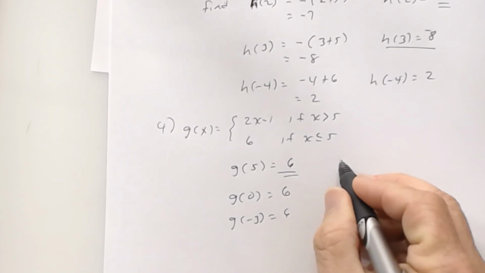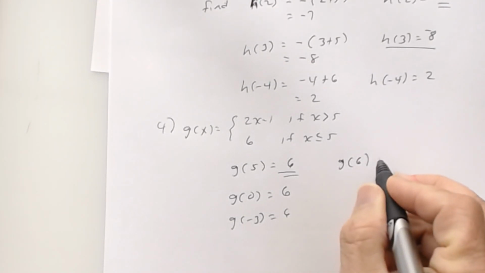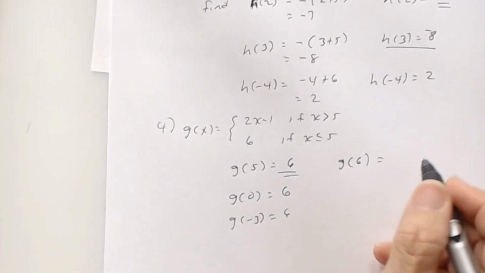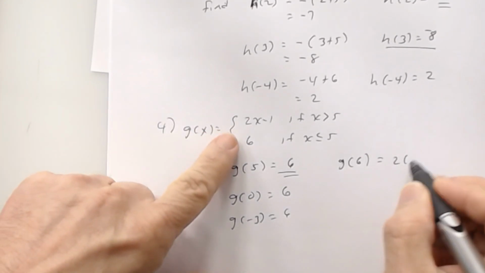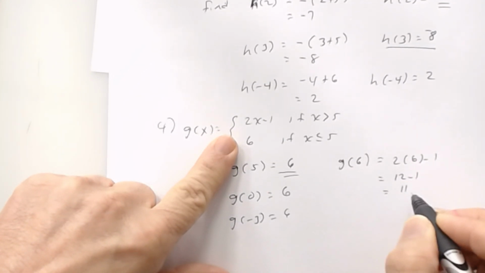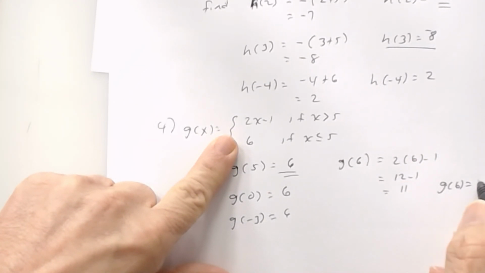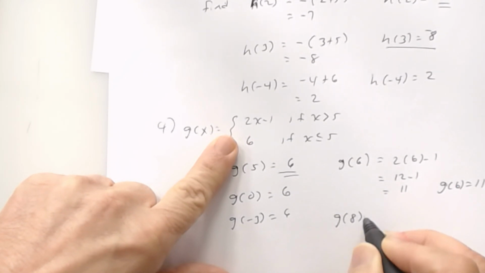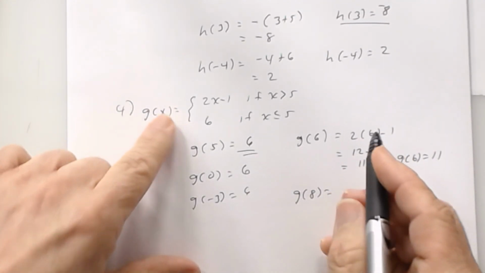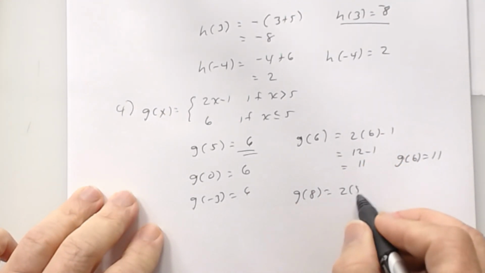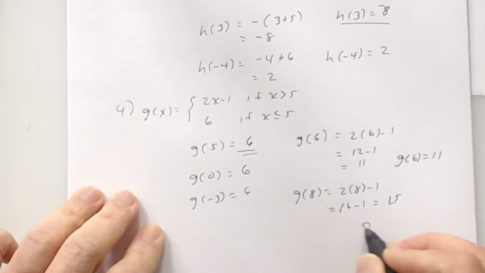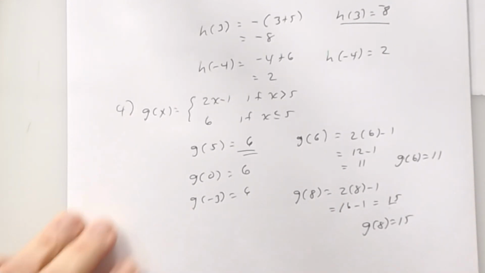Now what if I want to find g of 6? Which one do I use? Top one. Now this time I do have to substitute 6 into the variable. So I get 2 times 6 minus 1. So that's 12 minus 1. And so what's g of 6? 11. G of 6 equals 11. What about g of 8? Which one do I use? Top one. You have to substitute, right? Because you have a variable in that top function. So that's 2 times 8 minus 1. 16 minus 1, which is 15. So g of 8 equals 15.